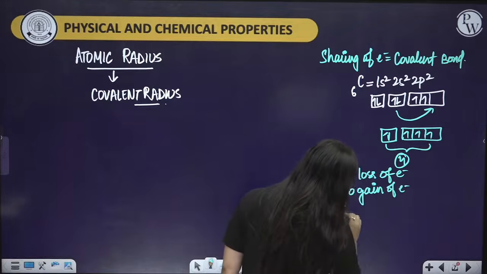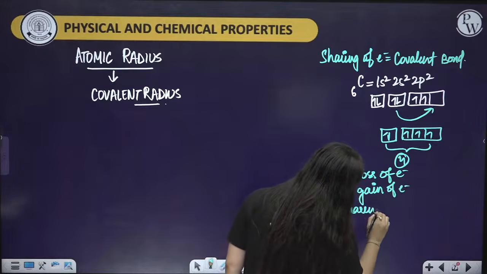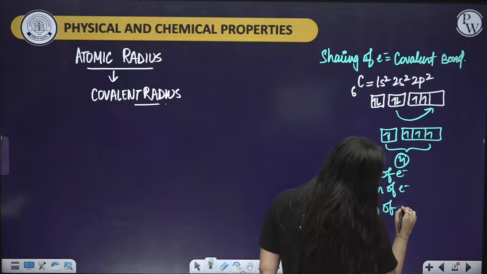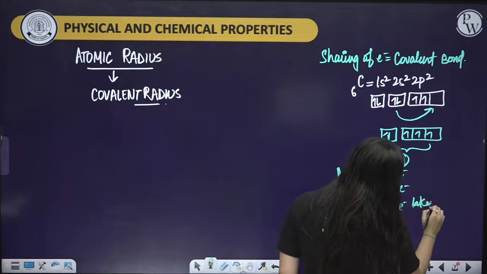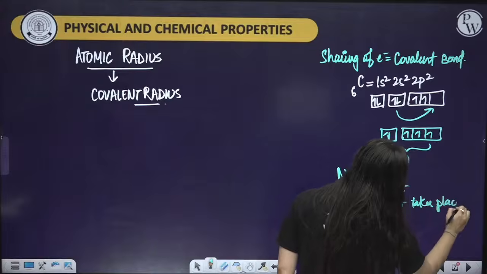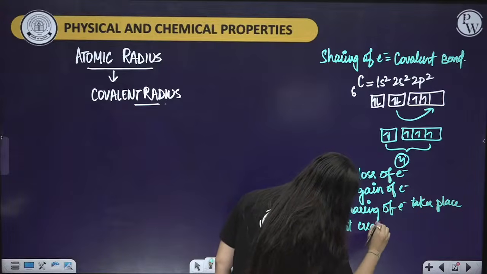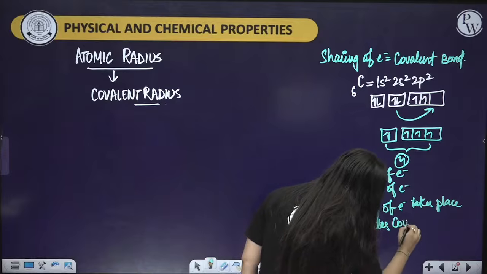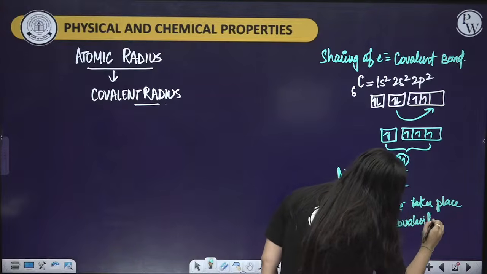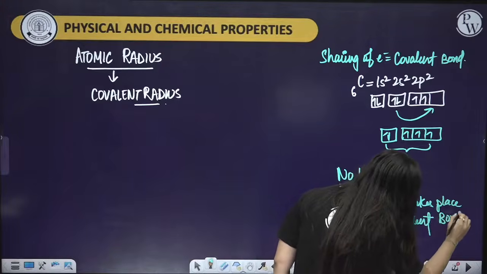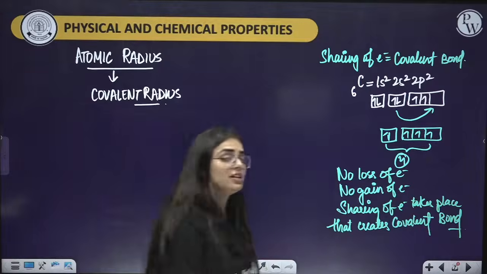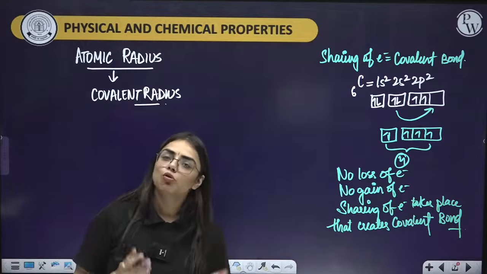It's just sharing of electrons. Sharing of electrons takes place. That creates, students, a covalent bond. That creates which kind of a bond, ma'am? That creates a covalent bond.